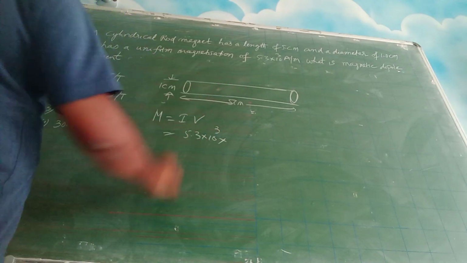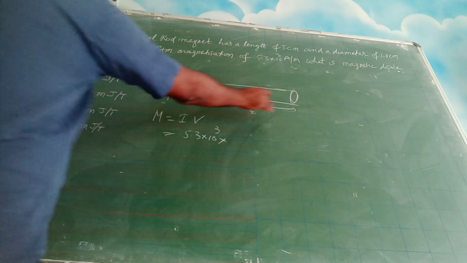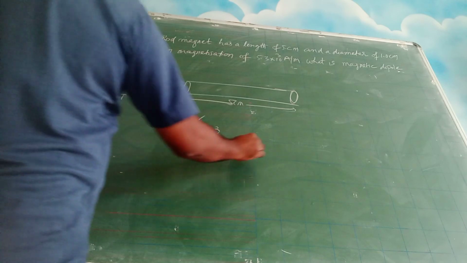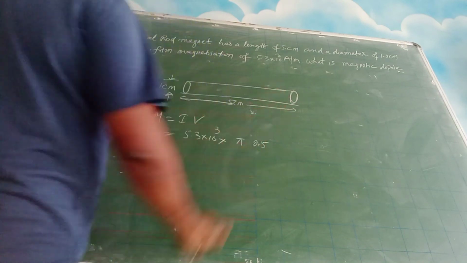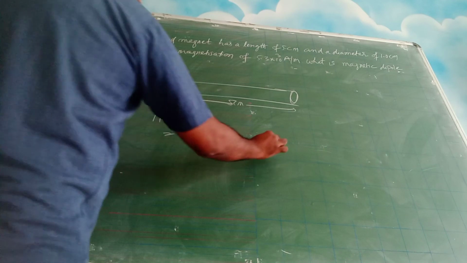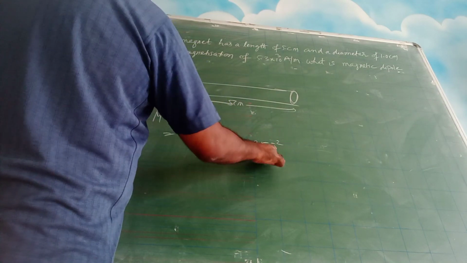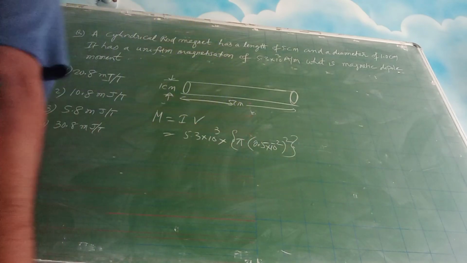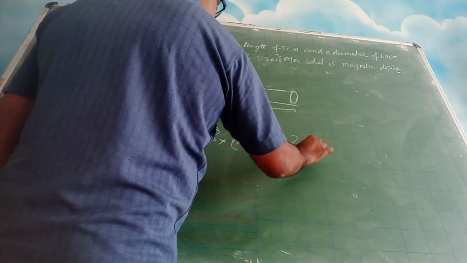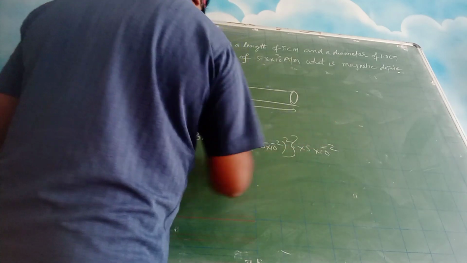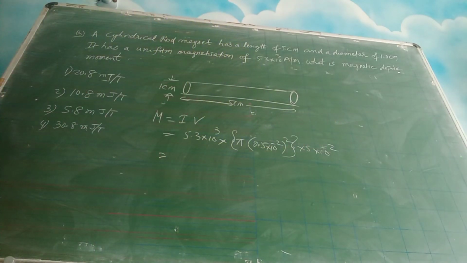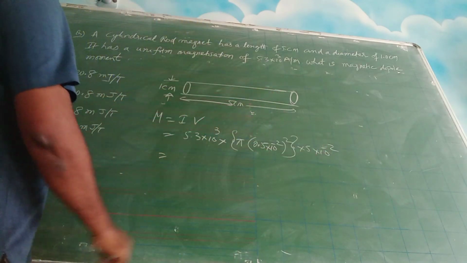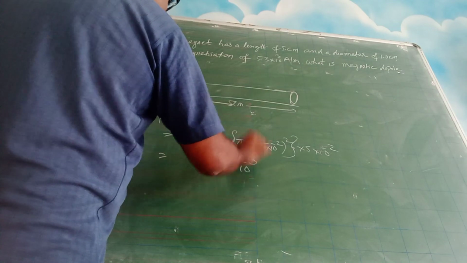What is the volume of a cylinder? It is pi r square h, but here there is the length, so pi r square. Diameter is 1 centimeter, so radius will be 0.5 centimeter. So 0.5 into 10 to the power of minus 2 meter. This is pi r square multiplied by length. Length is 5 into 10 to the power of minus 2. So we have to check the powers: 10 power minus 4, 10 power minus 2, 10 power minus 6, 10 power 3. So total you are getting 10 power minus 3.